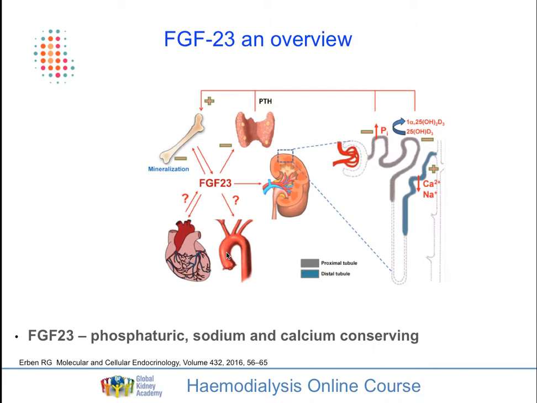So if you knock out FGF-23 and if you knock out Klotho in animals, in rats, they die from premature aging. So Klotho was in fact originally thought of as an anti-aging factor, and they die because of excessive vitamin D signaling, leading to excessive vascular calcification.